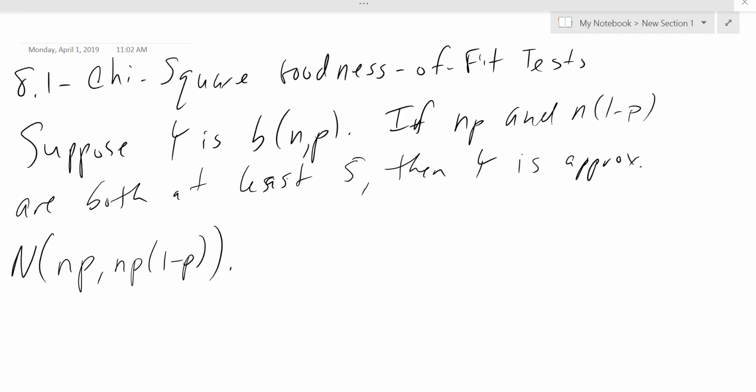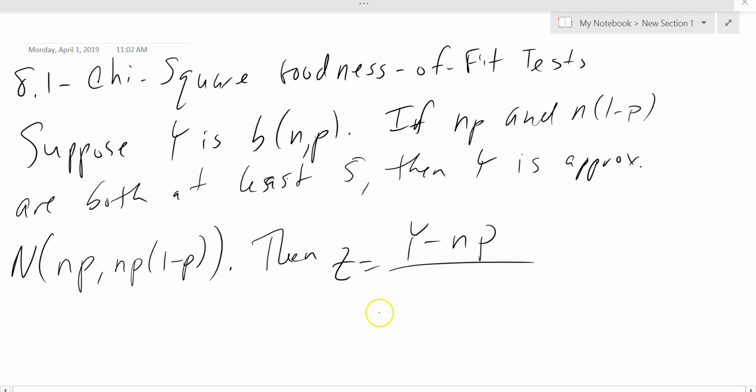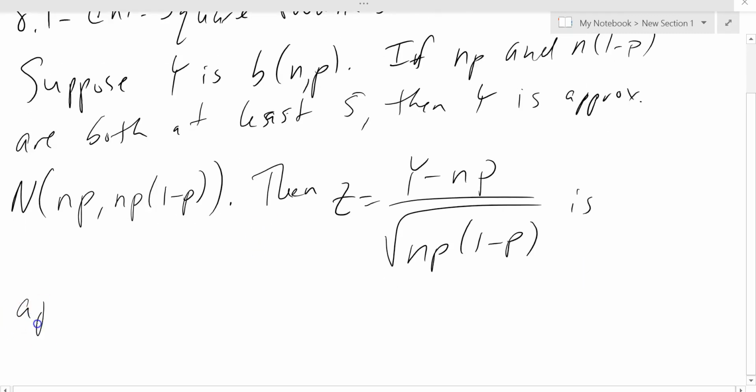So we know how to standardize this. If I look at Z equal to (Y minus np) over the square root of np times (1 minus p), that is now approximately normal on 0, 1. All we did was standardize it. We subtracted its mean and divided by its standard deviation.